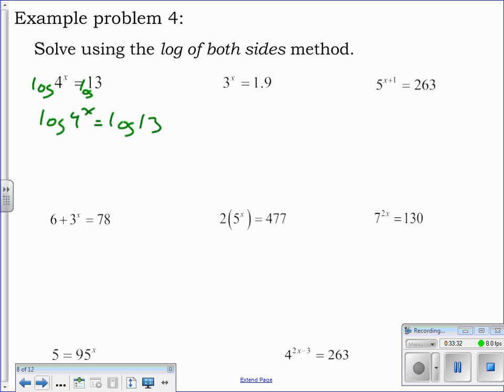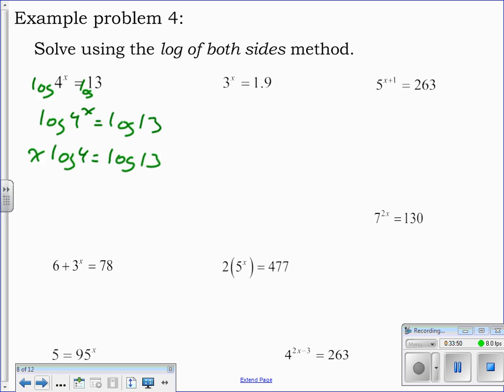Now, I still have x as my exponent, right? But my rules of logarithms let me bring that down out front. That means I have x times the log of 4 equals the log of 13. x log 4 is the same thing as 2x, or 3x, or -5x. It's a number times x. The log of 3 is a numerical value. It's not a variable. It's not some goofy function or something. It is a numerical value. It's like when you did the sine at 45 degrees. It was a number, right? Same thing. Log of 4 is a number.